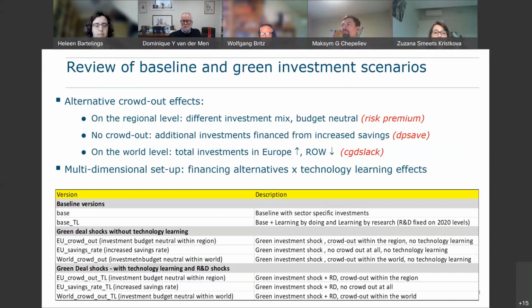Another option is that we are still constrained with the fact that MAGNET is not a financial model, so there are not so many instruments we can use. But we can, for example, imagine that the increased green investments would come on account of consumption. So we can force a temporary increase in the savings rate. That is a scenario called EU savings rate. That does not create a crowd out effect, so we can have a parallel coexistence of increased green investments, but also the other investments will still be there.